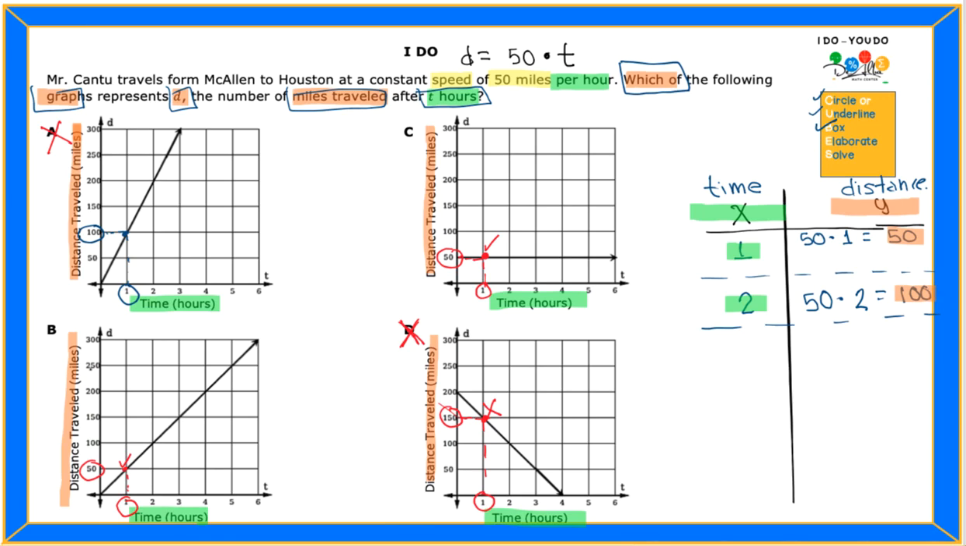So I'm gonna check choice B. And I'm gonna check this point. Here, when the time is 2 hours, the distance traveled on the y side is 100. And it does match with our work on the table for x equals 2. Great, so looks like this one can be your answer.